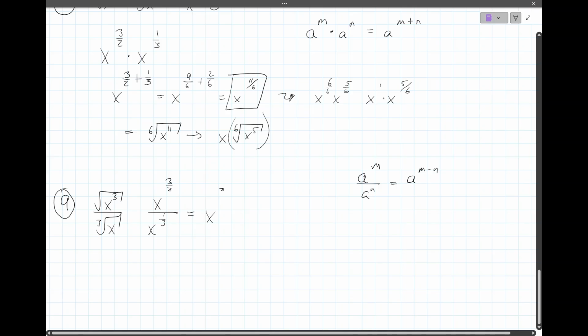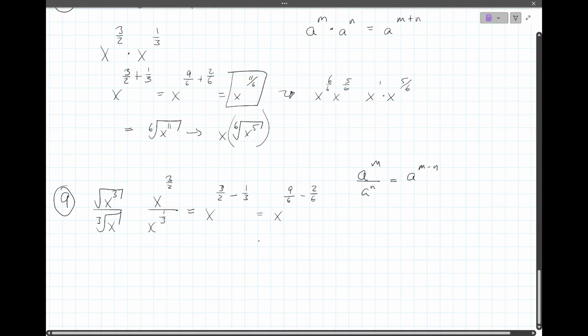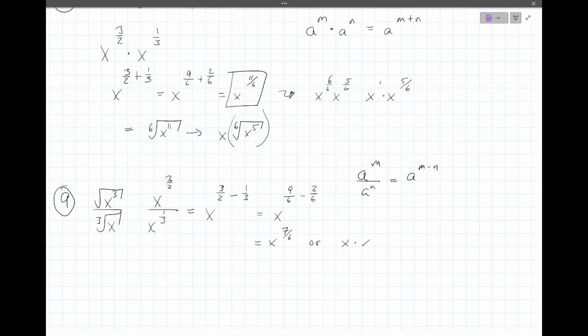So I have the same base, 3 over 2 minus 1 over 3. Same numbers as before, so I'm going to get x to the 9 over 6 minus 2 over 6. And this is going to get x to the 7 over 6, or x times x to the 1 over 6, or x times the 6th root of x, like that. Right? So there's a few different ways that we can write it out. But really, it's paying attention to what's happening in the exponent and simplifying the exponent down. So we're good with that.